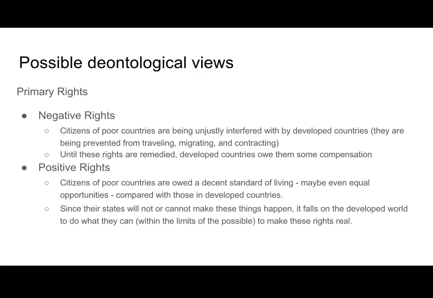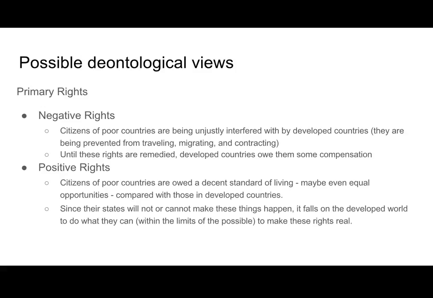On the positive right side, citizens of poor countries might be owed a decent standard of living, maybe even equal opportunities compared with those in developed countries. So this is a very strongly egalitarian sort of view. Since their states will not or cannot make these things happen, it falls on the developed world to do what they can, again, always within the limits of the possible, to make these rights real. So the idea is that there are many, many rights.